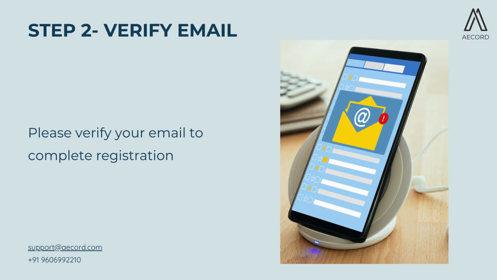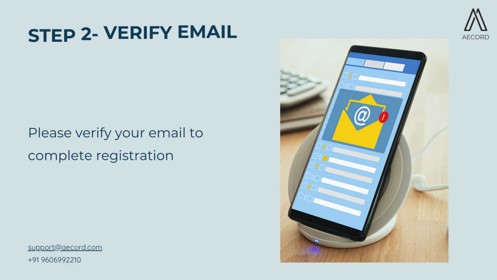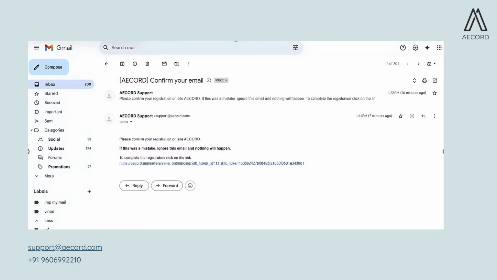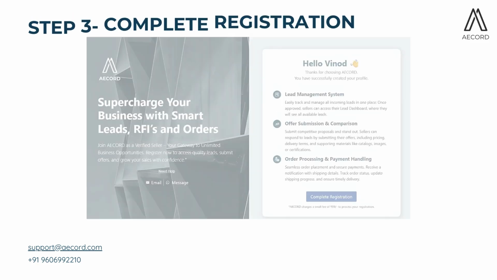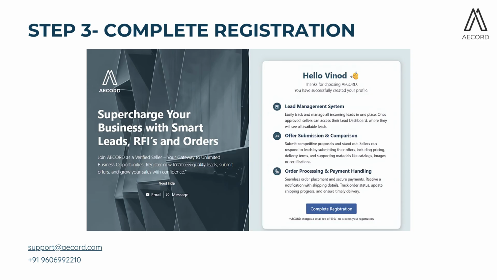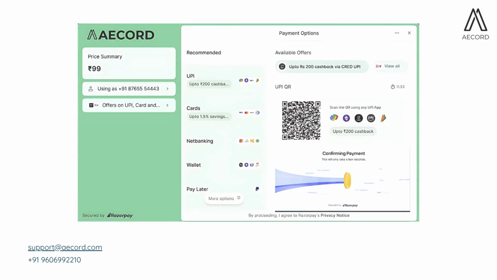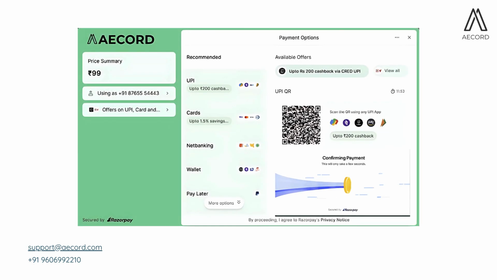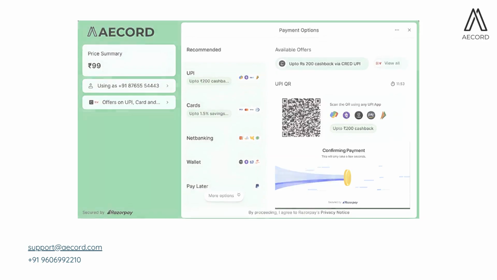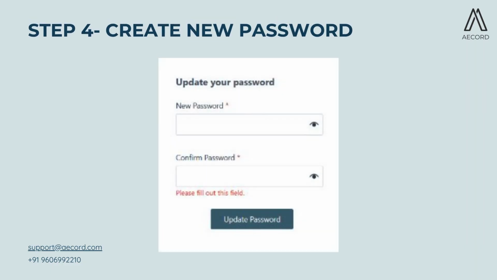Once you are through with that, you will be asked to verify your email. When you click on the verification link, it takes you to a page to complete the registration process. Once level 1 is done, you move on to level 2 for complete registration. At a nominal amount of 99 rupees, you can confirm the payment and proceed to create your username and password.